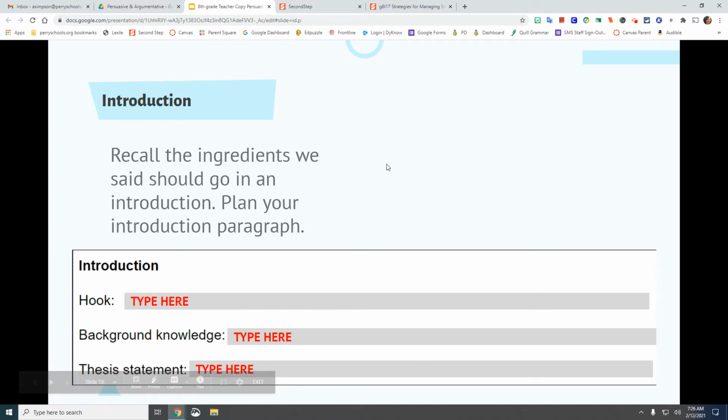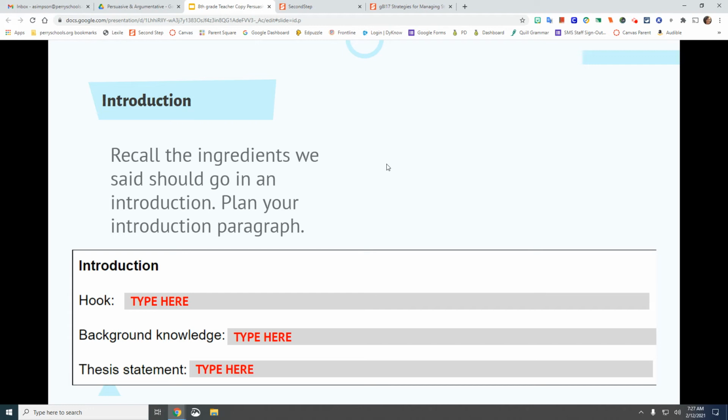Your introduction. The hook is the very first sentence of your paper. It's what you're using to get the reader to want to read what you have to say. So it could be an interesting fact. It could be a question. It shouldn't be something that you have later in your paper. It should be something individual all on its own.